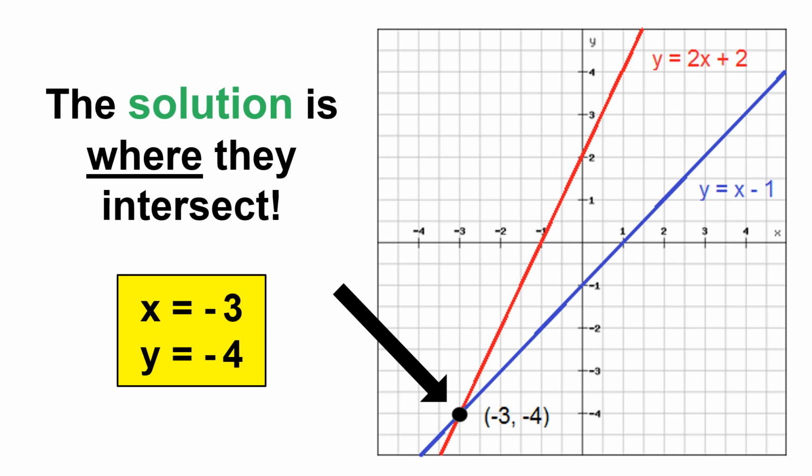So the solution is this point, -3, -4, and those are my answers for x and y. And if I plug those back into my equations, okay, let's see, y equals x minus 1. Does -3 minus 1 equal -4? Yup. These answers should work for both equations.